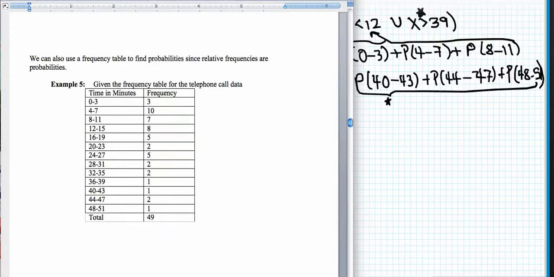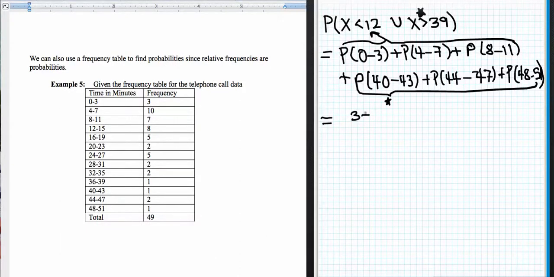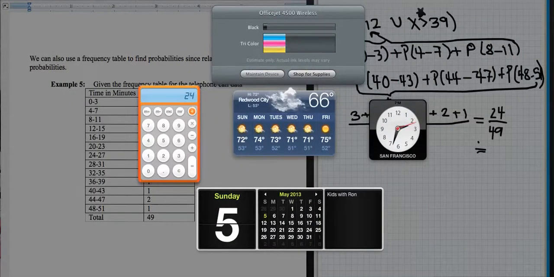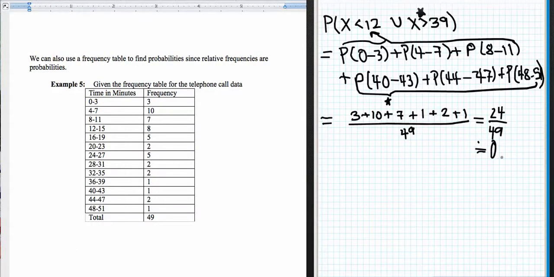And so when we go to look at this probability, we see that this is 3 plus 10 plus 7, and that's our less than 12, and then plus, and then we start here at 1 plus 2 plus 1, and that is all out of the 49 calls. And so what we see is just adding these things up from the frequency table. So that's 13, that's 21, 23, and 24 out of 49. And then, of course, 3 decimal places would be the appropriate round, so 24 divided by 49 gives us 0.489.